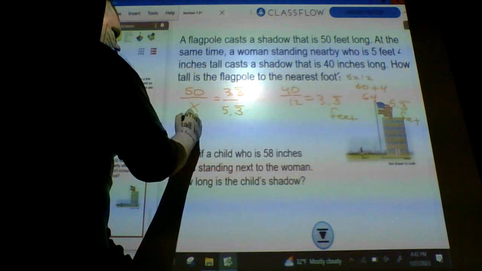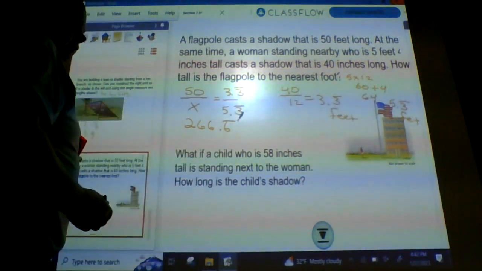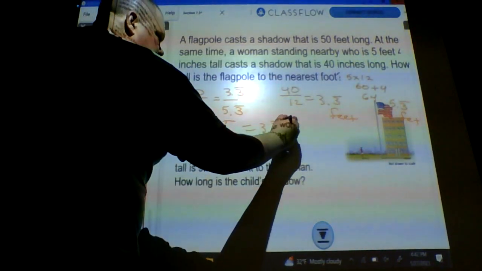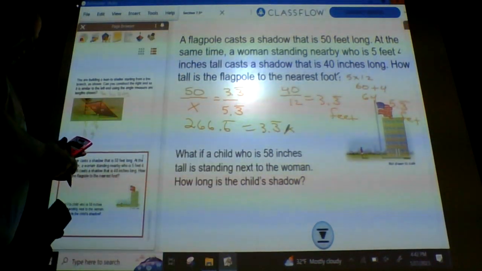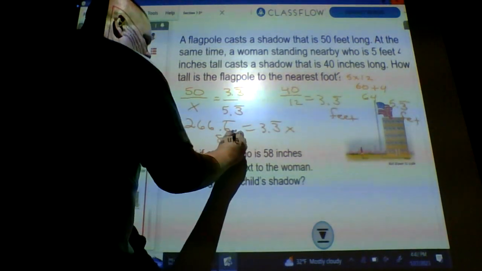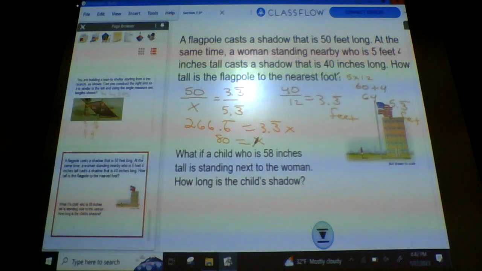When I multiply 50 times 5.3 repeating, I get 266.6 repeating. That's going to equal 3.3 repeating x. And then when I divide that, I'm going to get my value for my flagpole height to be 80 feet. Okay, so we're just going to divide that 266.666 by 3.33 repeating.